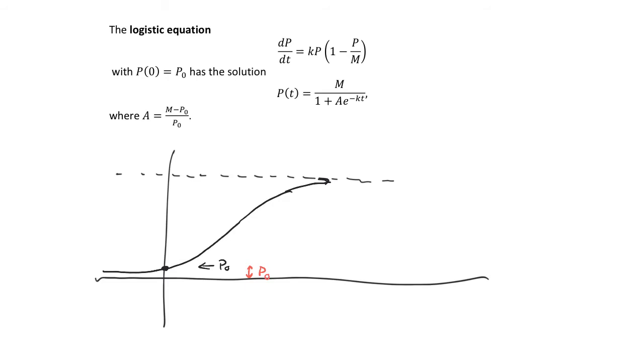How about m minus P0? M is up here. M minus P0, m is a y value, P0 is a y value. So m minus P0 is that distance. So in a sense, A is the ratio of how far we have to get to the carrying capacity from the initial population, divided by how far we've come. How far do we have to go, divided by how far we've already come.